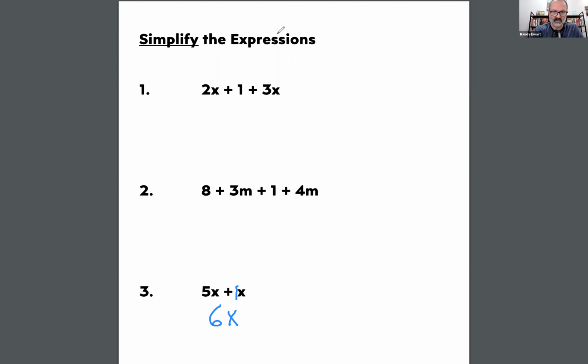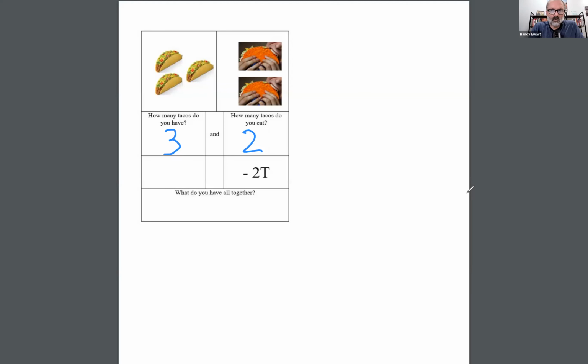Now let's go look at some subtraction. So now we're going to eat some tacos. We have 3 tacos and we eat 2 tacos. And that's happening right there. So we have 3 tacos, plus we subtract, or we have negative 2 tacos because we're eating them. They're disappearing. So if I had 3 tacos, but I ate 2 of them, what do I have left? I have 1 taco left, and that is simplified.